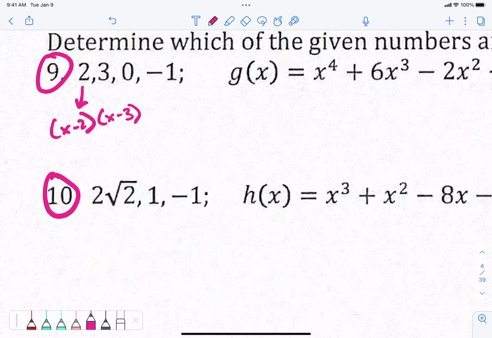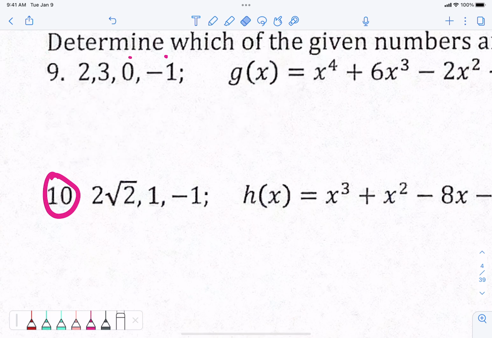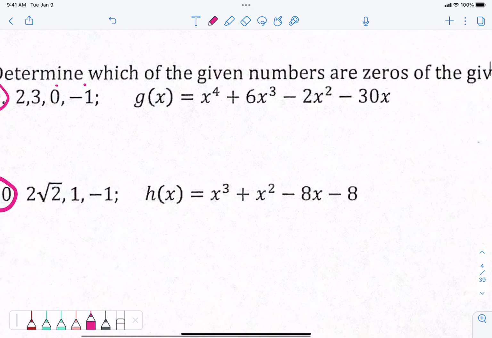How do we test those to see if they come out as a factor? I don't want to FOIL them. I'm just trying to test each one of these individually to see if they're a factor. Like if I'm trying to say, is x minus 2 a factor, you'd set it equal to 0, so we would take 2 and plug it in, right? That's all you're doing for each one of these: just plugging them in. And if they are a factor, they should come out to be what?